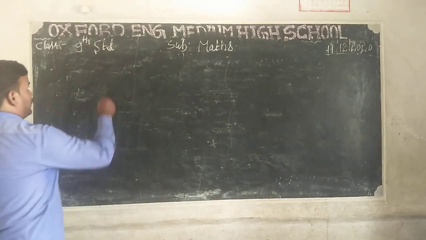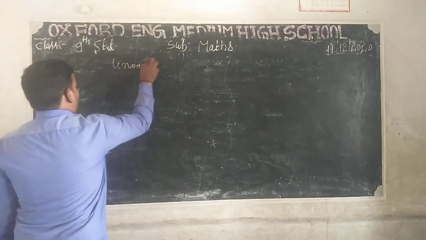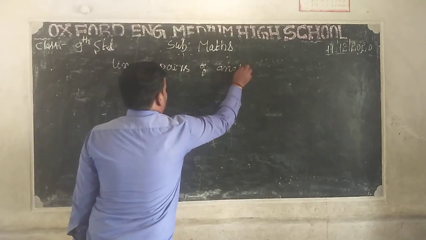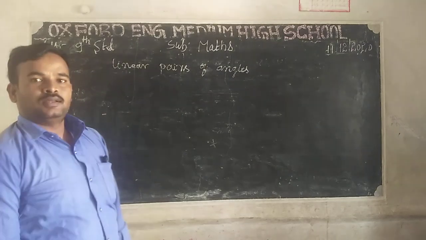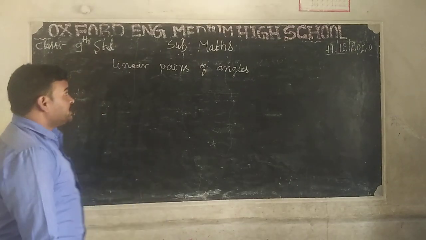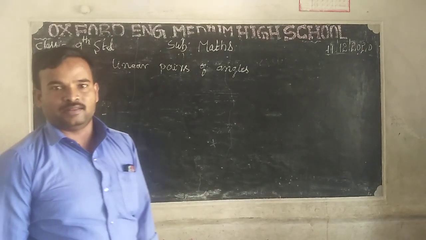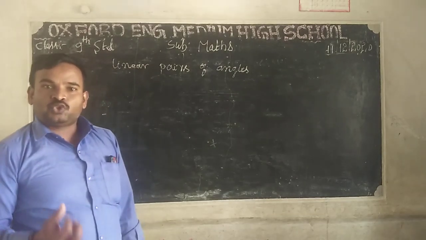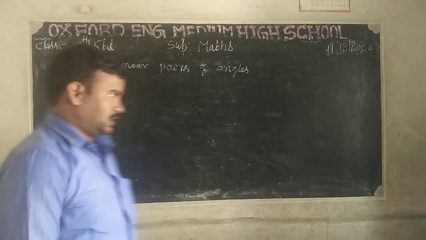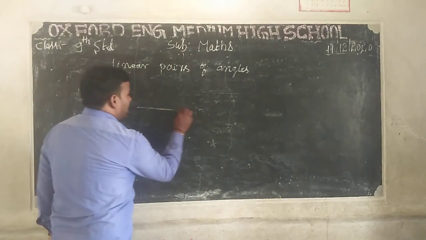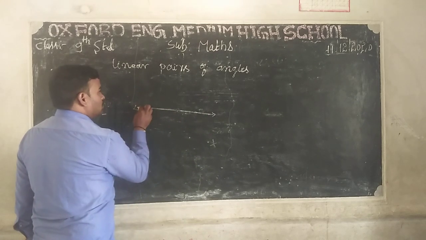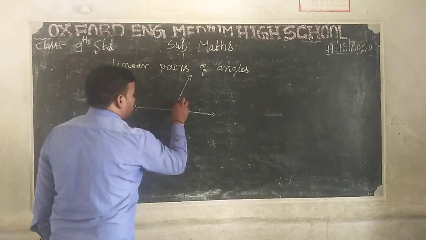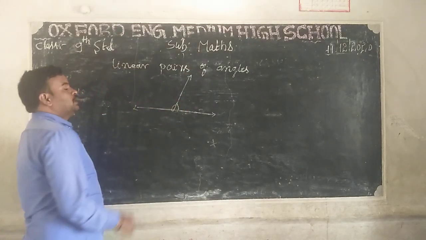Linear pairs of angle. Dear students, how have we defined linear pairs of angles? What types of angles should we call linear pairs of angle? If a line stands on another line, then it forms two angles. The sum of these angles is always 180 degrees.